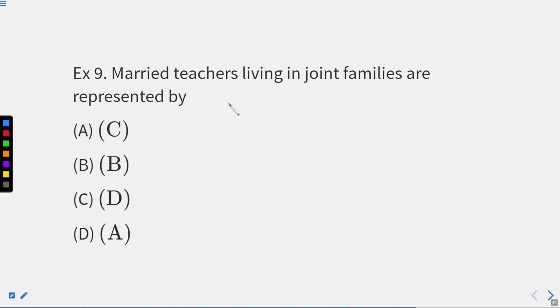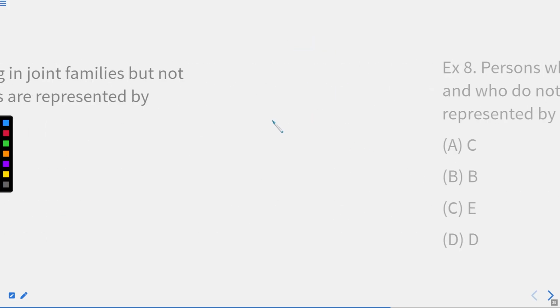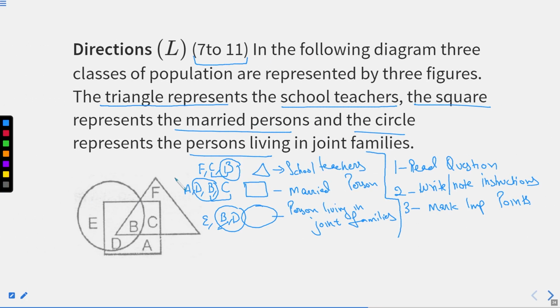Married teachers living in joint family are... It means the person should be married, the person should be a teacher, and should live in a joint family. So we need all three things. This you can also solve with the help of the diagram. You need to find which thing is present in all three figures, in the circle, square and triangle.